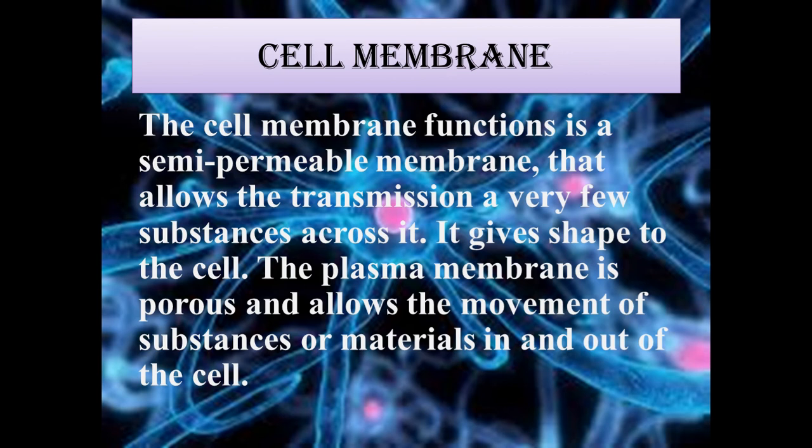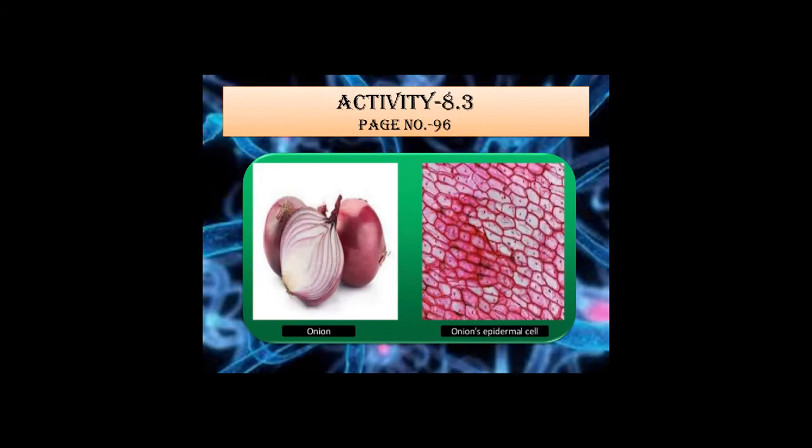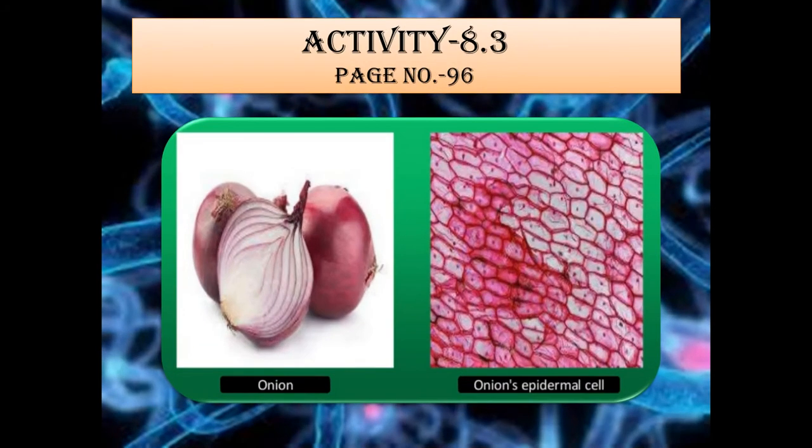Okay, so here is an activity in your book, students, that is 8.3 on page number 96. That is, how will you observe onion cells under a microscope? So what you need for the activity: an onion, a glass slide, cover slip, a compound microscope, dropper, water, knife and watch glass, and the methylene blue solution that is used for staining.